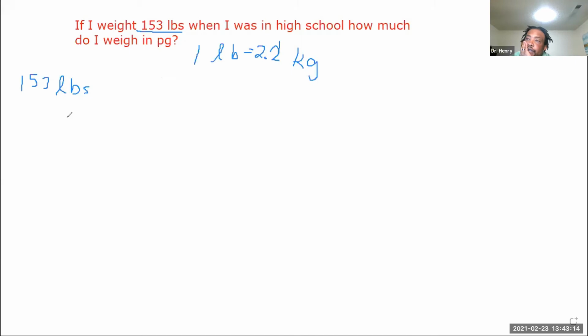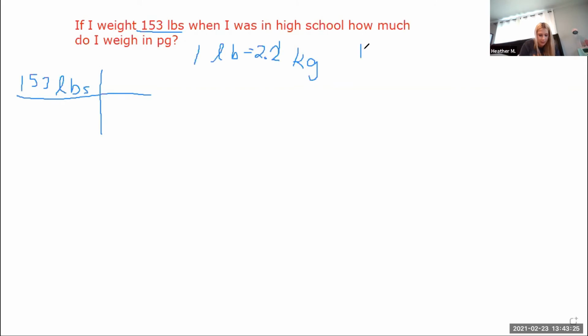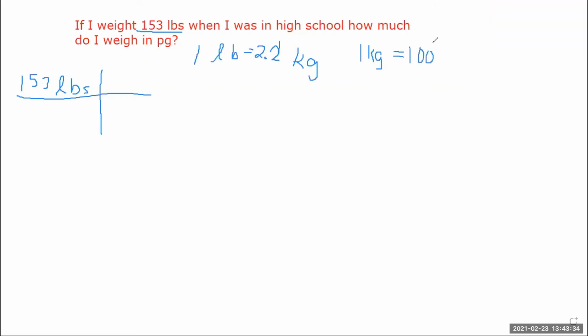Okay. And you said we also know how many grams are in a kilogram. How many grams are in a kilogram? So kilogram, we have kilo. Somebody should tell me. 1,000 grams equal a kilogram. Okay. How many picograms are in 1 gram?